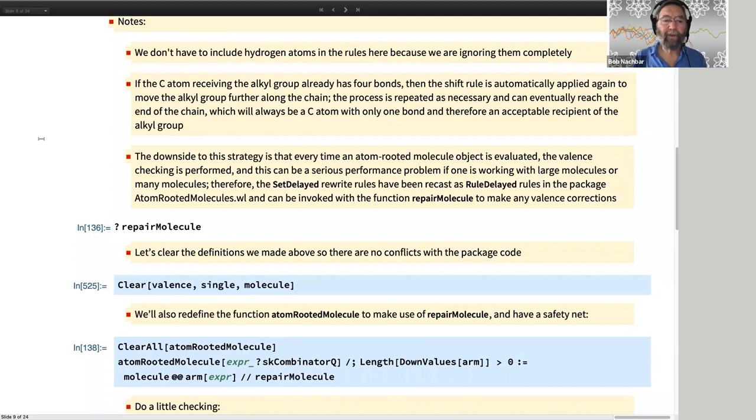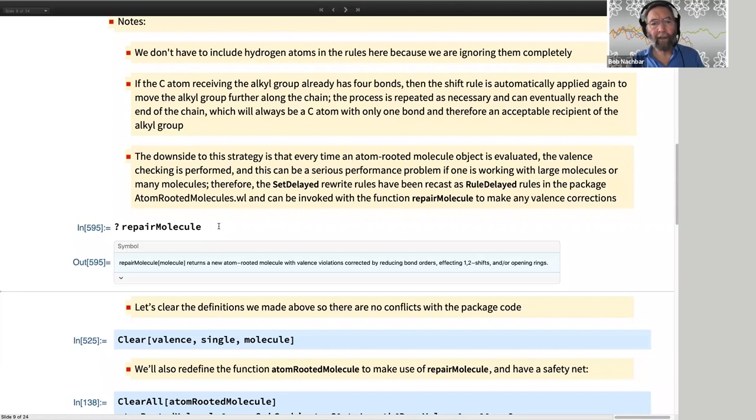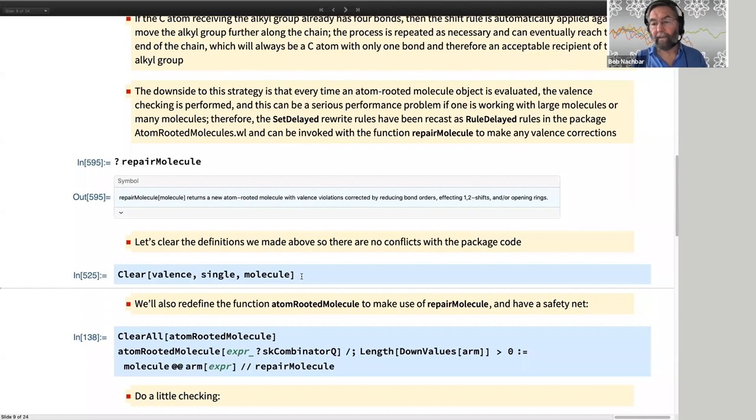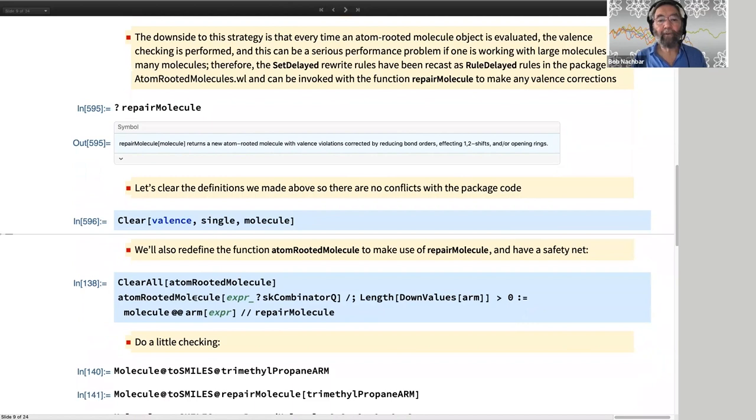We've written a function called repair molecule that's in the package that actually does the check and the repair, but does it through a set of delayed rules rather than down values. Rather than SetDelayed, we're using RuleDelayed so that we can control when it gets used. So let's clear our definitions for valence and single and molecule so that we don't interfere with what's in the package. And we'll redefine atom-rooted molecule so that it does basically the same thing as before, but now the last thing it does is take the resulting molecule and give it to repair molecule, which will check all the valences and do any other manipulations of the structure that are necessary.